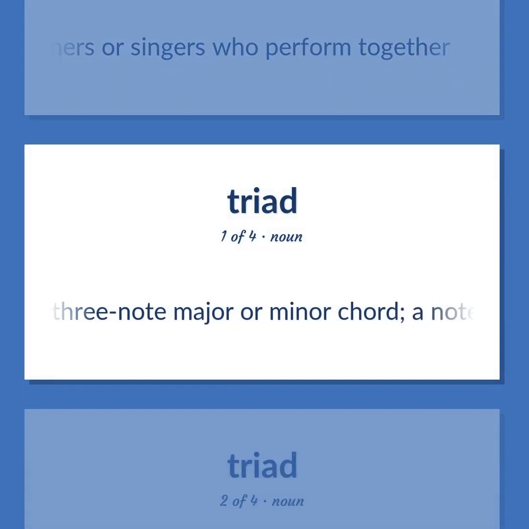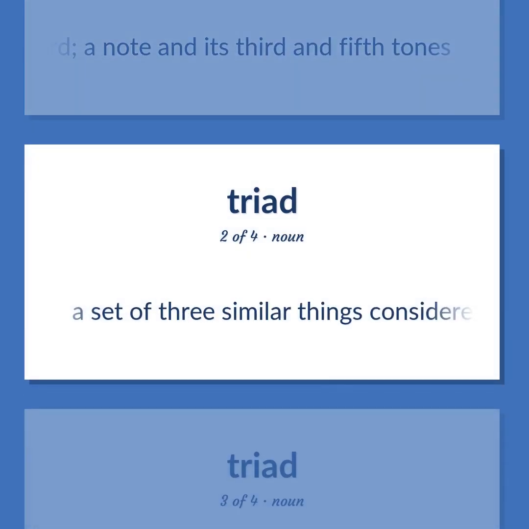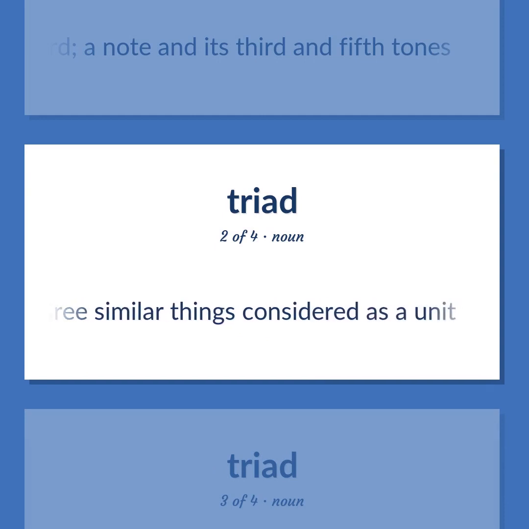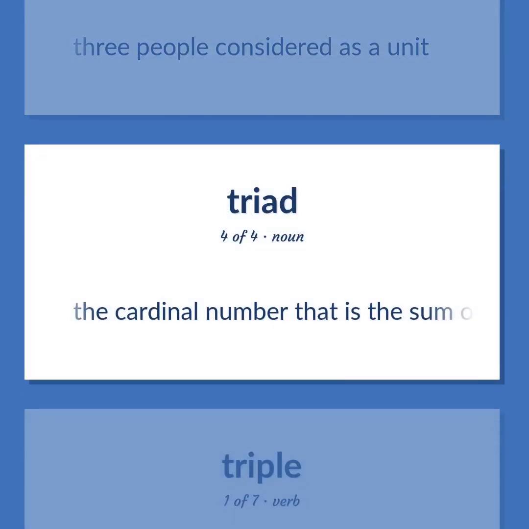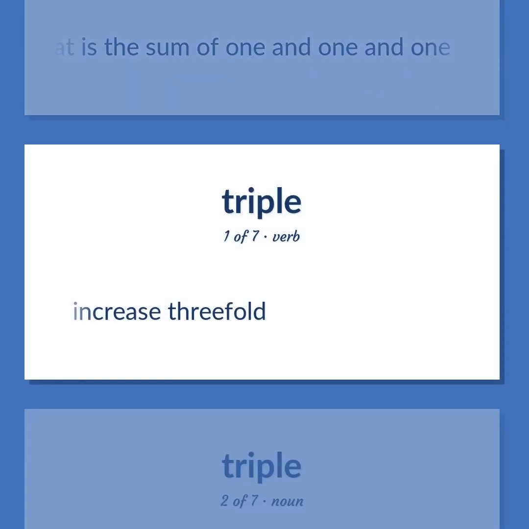A three-note major or minor chord. A note and its third and fifth tones. A set of three similar things considered as a unit. Three people considered as a unit. The cardinal number that is the sum of 1 and 1 and 1. Increase threefold.